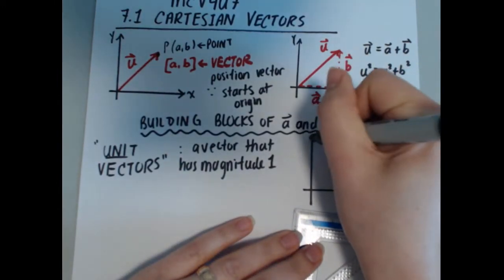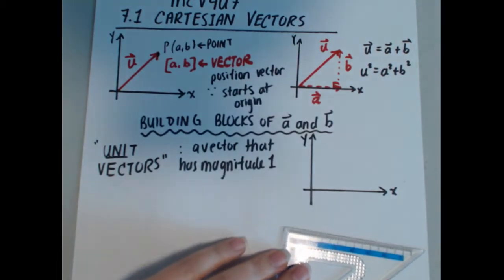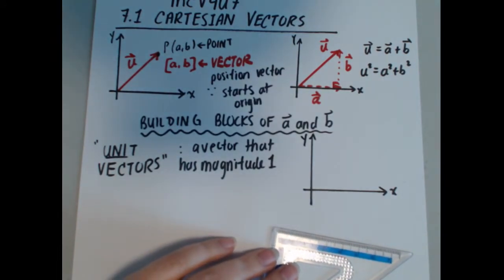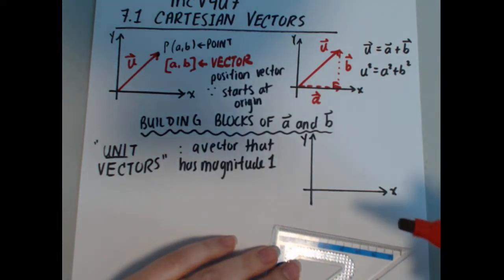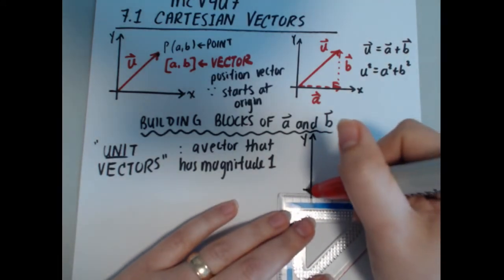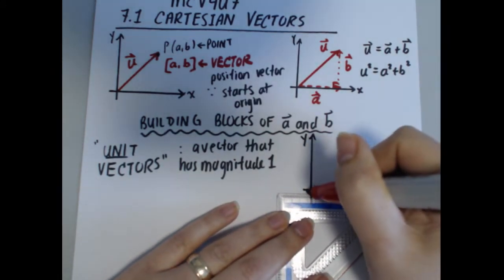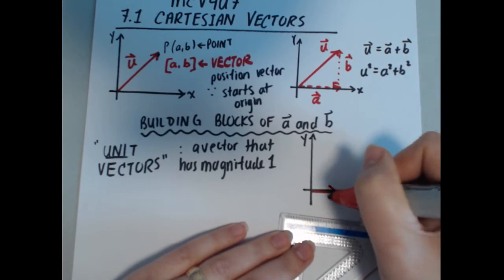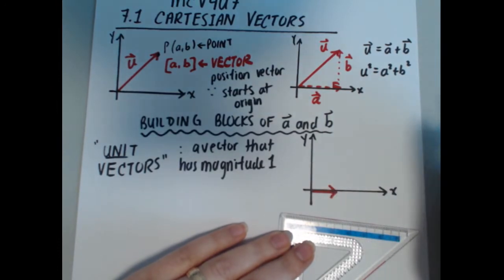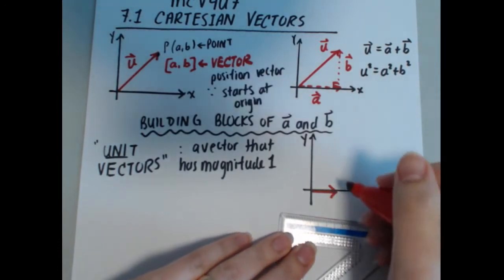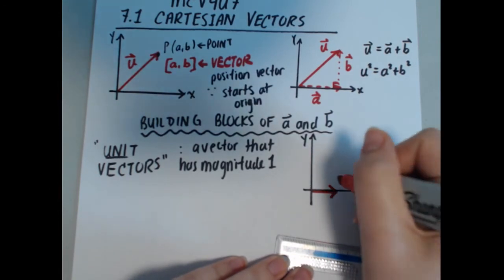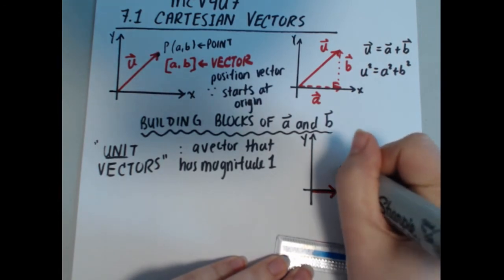So here's x, here's y. Okay, so what I'm going to define now are unit vectors in the x and the y direction. So in the x direction, I have a unit vector called I. Let me just draw it like this. It has length 1, and it's in the x direction. So this is I.